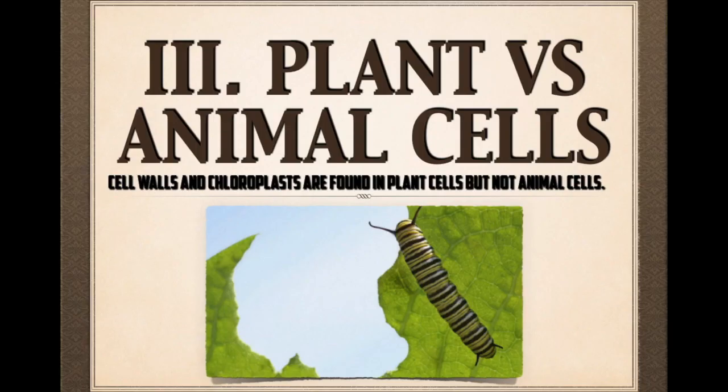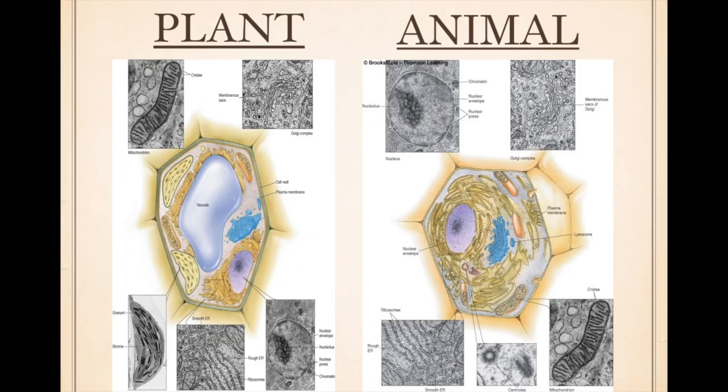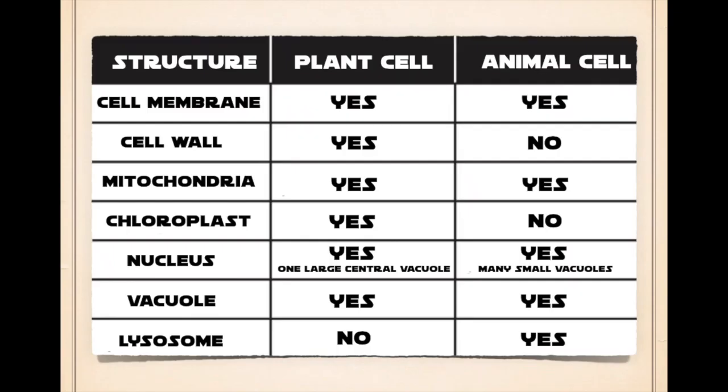Okay, plants versus animal cells. You can kind of see the difference in the vacuole. You can see some of the different structures. Plant cells do have a chloroplast where animal cells do not. Plants do have a cell wall where animals do not.